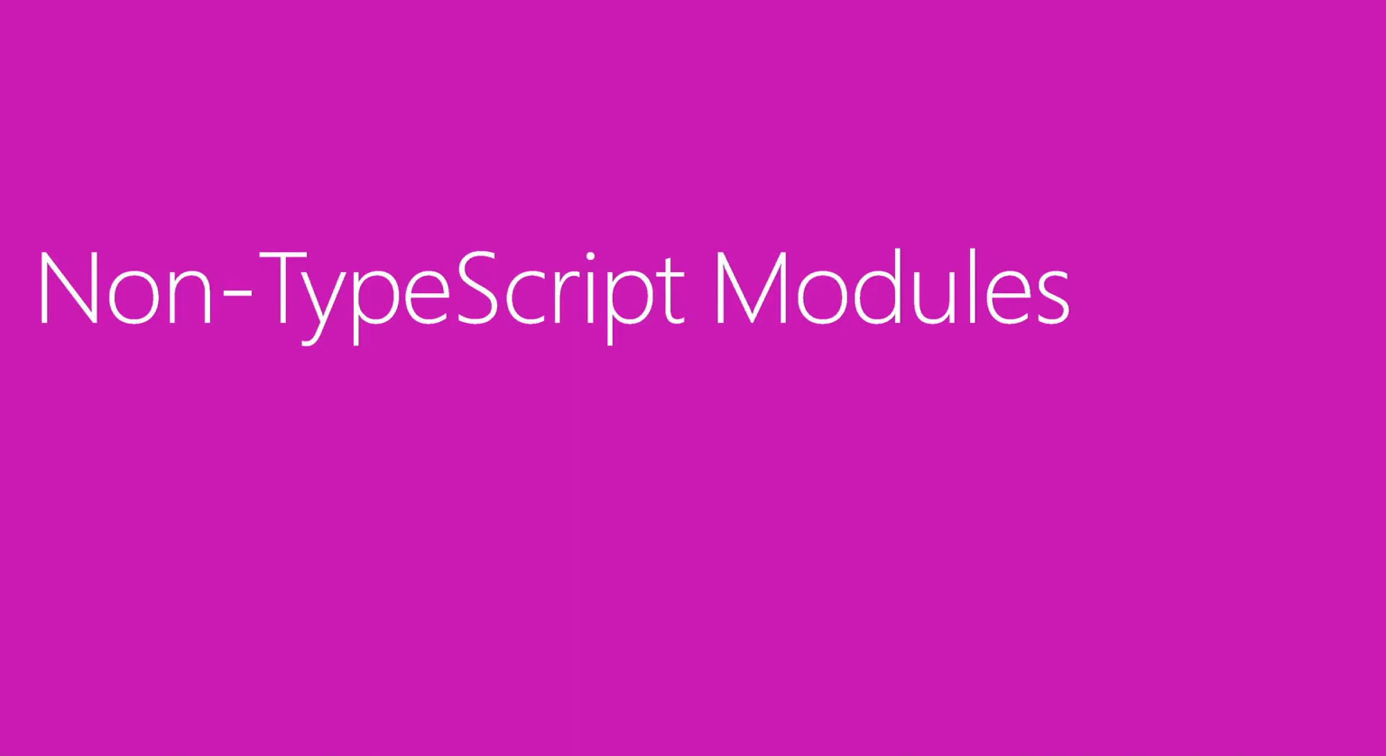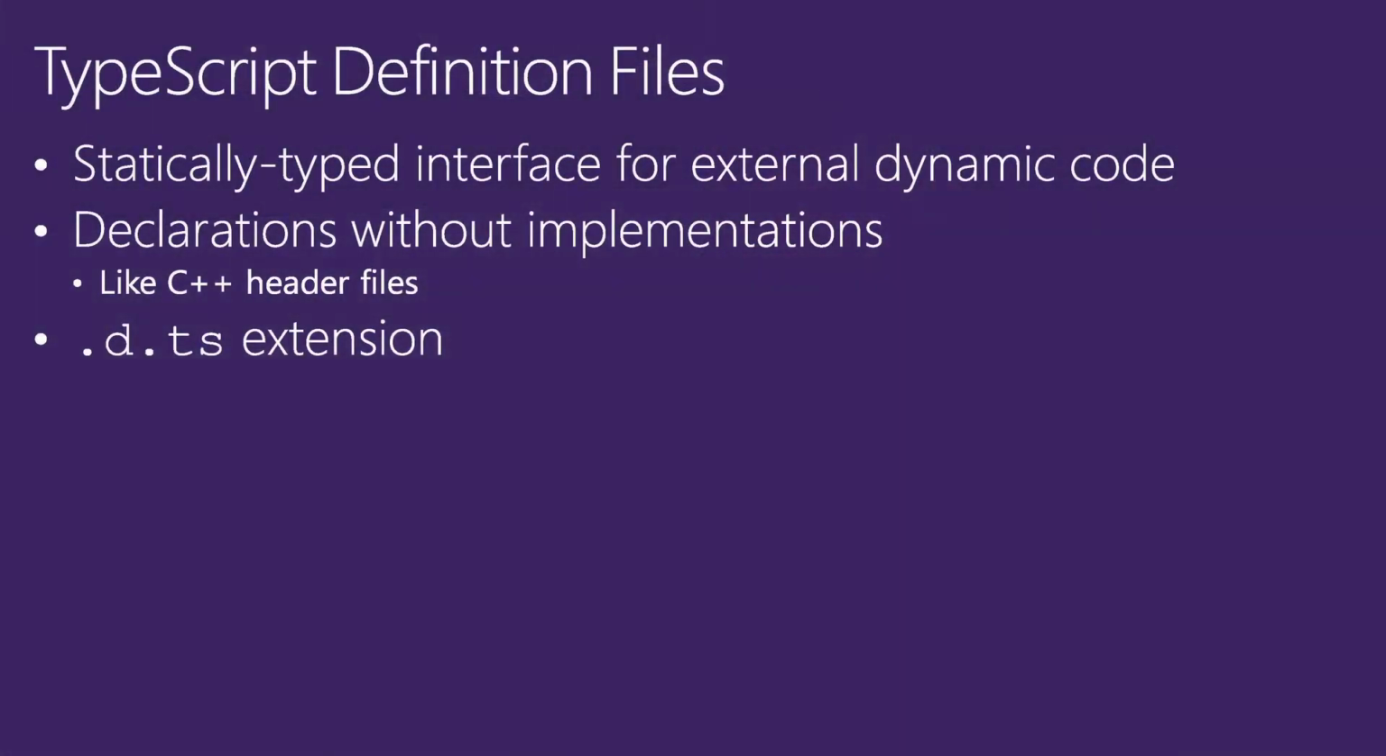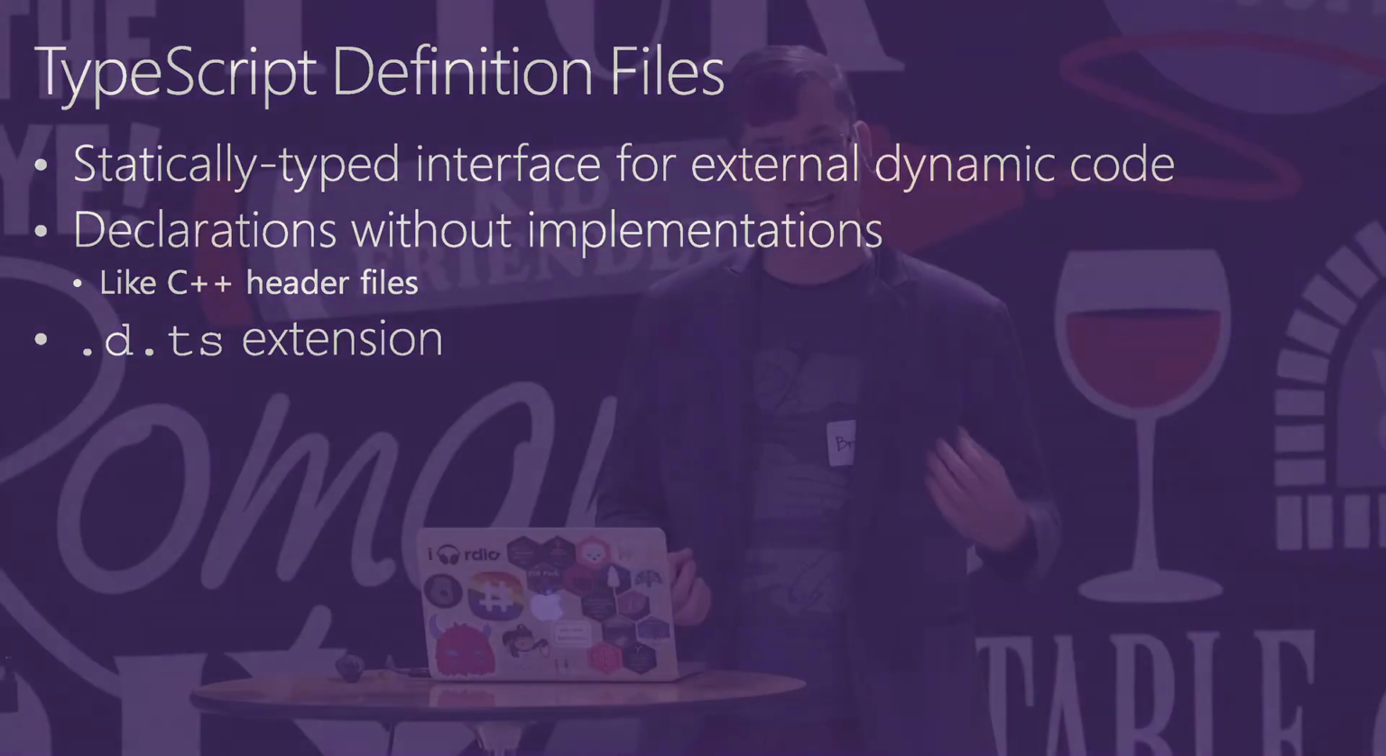Now there's another question you might have thought of, and that is, what do you do about non-TypeScript modules? If you're writing a Node application, you're going to be relying on a lot of modules from NPM. And most of these were not written in TypeScript. So what do you do about type checking there? Well, we thought of that too. So we have this concept called a TypeScript definition file. What a TypeScript definition file does is it creates a statically typed interface for this dynamic JavaScript code, specifically for external JavaScript code.